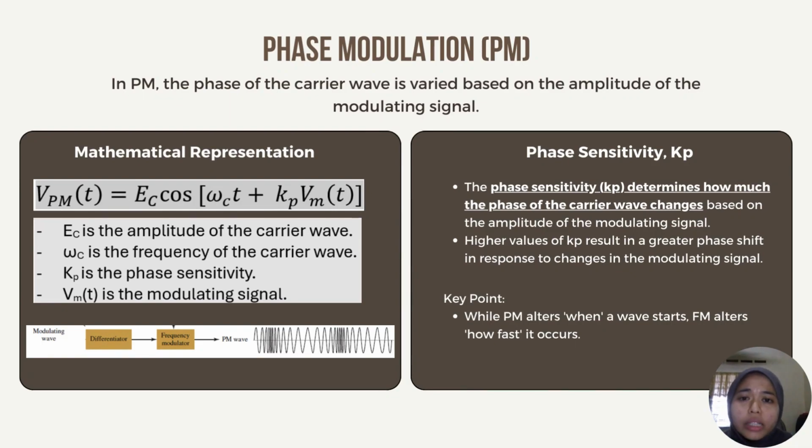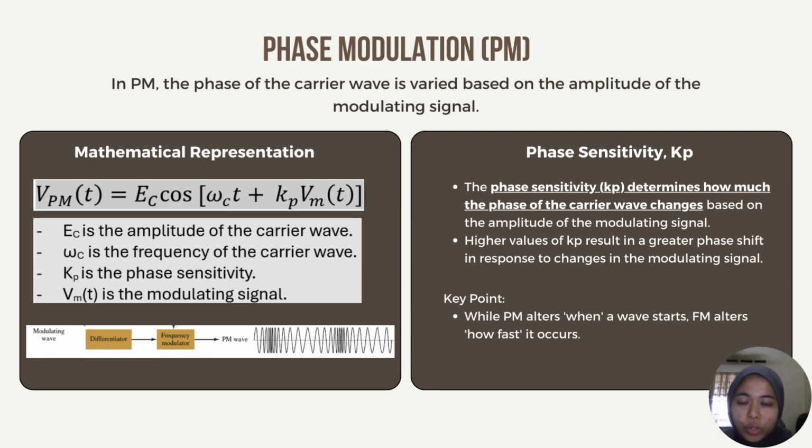In PM, we alter the phase of the carrier wave based on the amplitude of the modulating signal. Think about the starting point of a spinning wheel. In PM, the starting point of the carrier wave changes with the sound. It's like telling someone to start spinning the wheel a bit later or earlier depending on the music. Mathematically, PM can be represented as the diagram below.